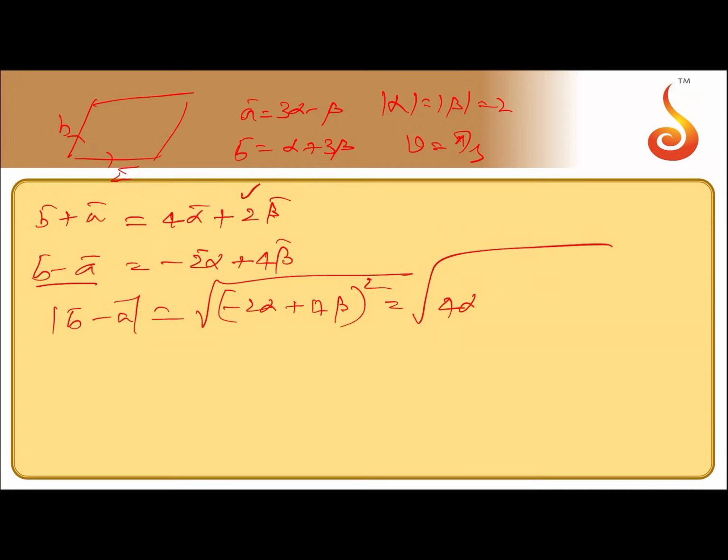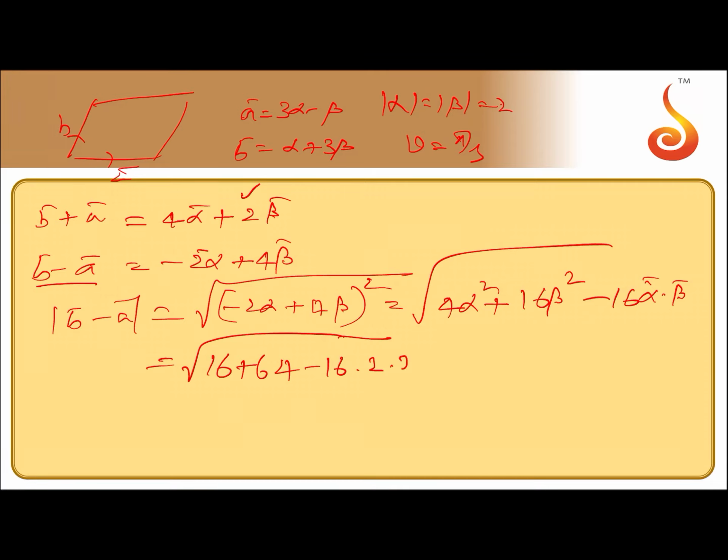That is equals to under root 4 alpha square plus 16 beta square and minus 2 2s are 4, 4s are 16 times alpha dot beta. So that is equals to 4 under root of 16 plus 16 multiplied by, yes, of course, 4 into 4, and minus 16 times modulus of alpha modulus beta into cos of angle between them is 2.